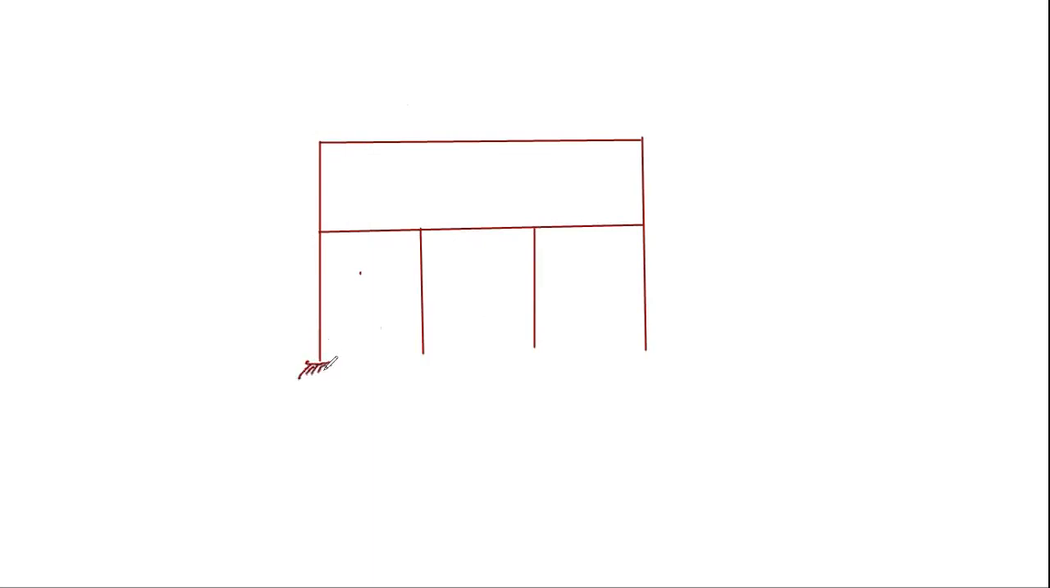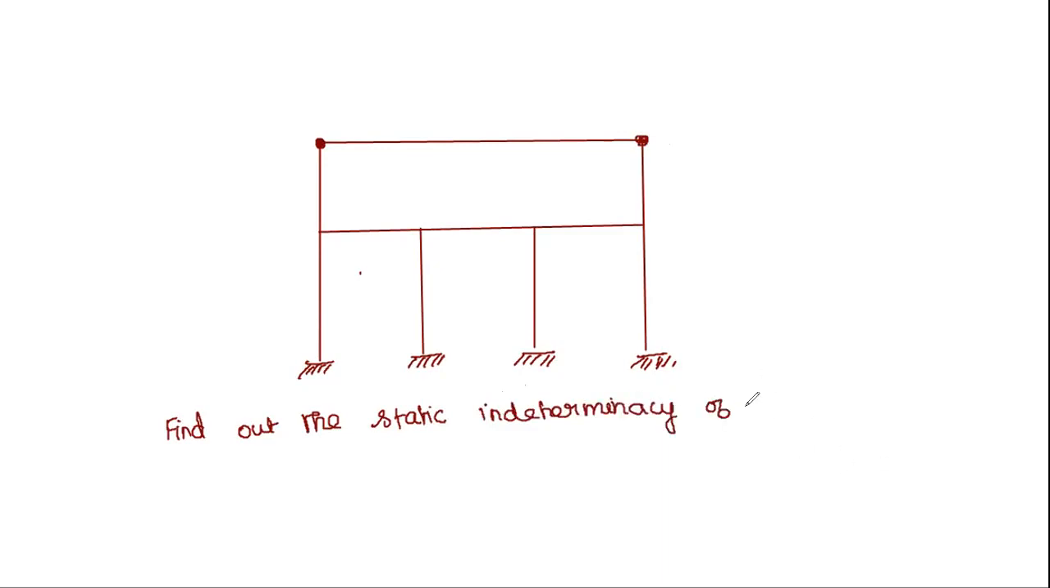So all the supports are fixed, and there is an internal hinge here and here. So find out the static indeterminacy of the structure. So this is assignment 1.